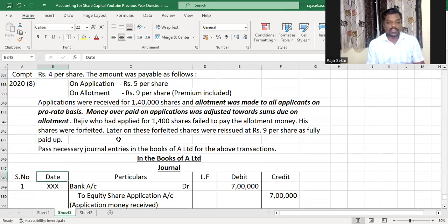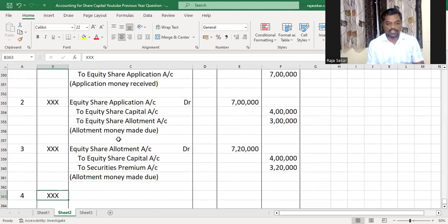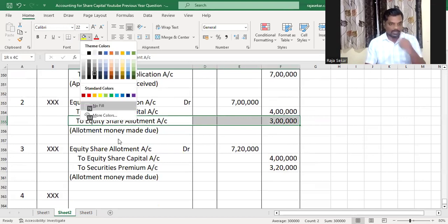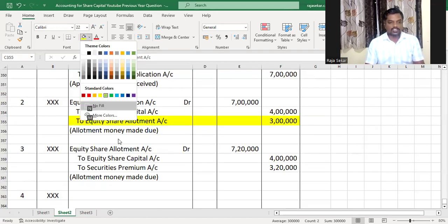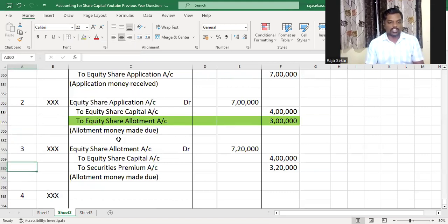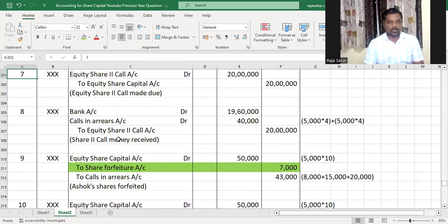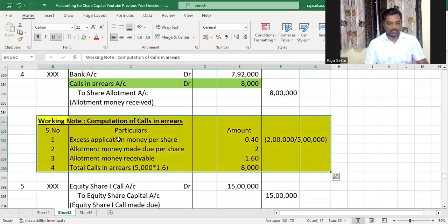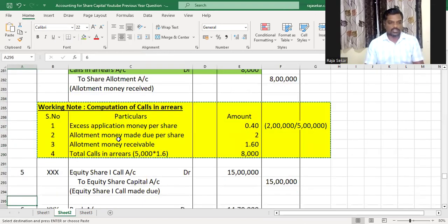In pro rata cases where there is excess application money available for a particular call, like this, we have 3 lakh available towards allotment. And if there is call scenarios, we have to do the working note to compute the call scenarios, like we did it in the previous problem. And what working note would that be? It is this working note. Working note computation of call scenarios.